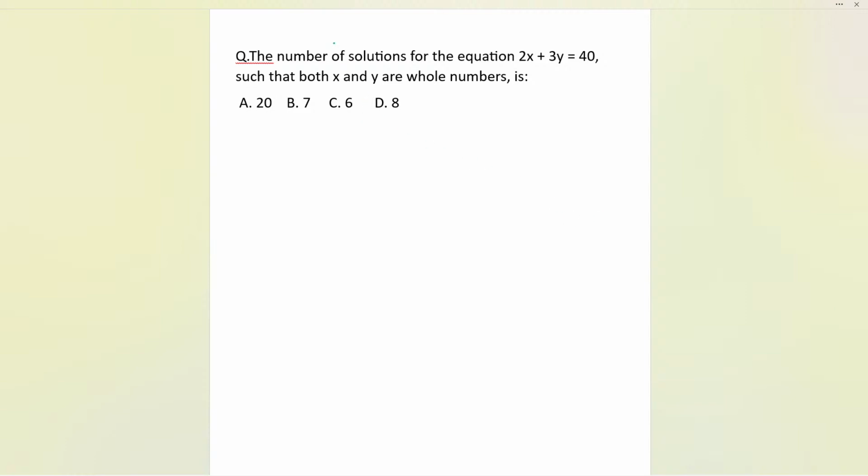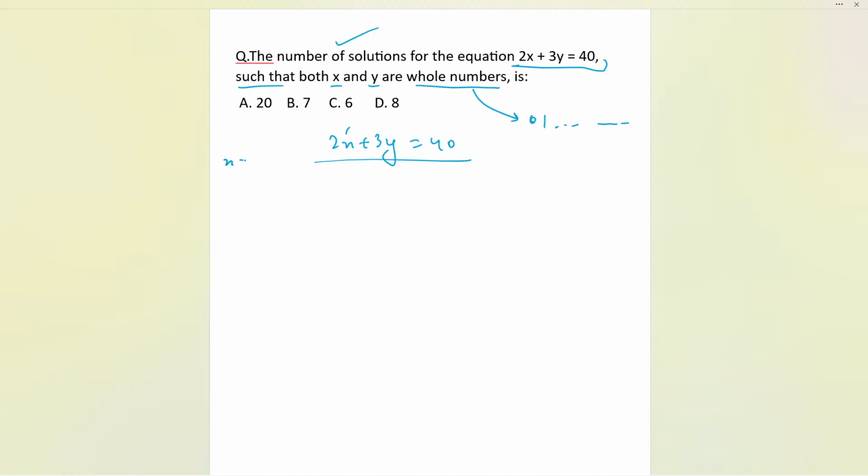Now, let us see over here, we have the solution. We need the solutions of this equation, 2x plus 3y equals 40, such that both x and y are whole numbers. If we need the whole numbers, it starts with 0, 1, 2, 3 like that. Let us take x as 0.